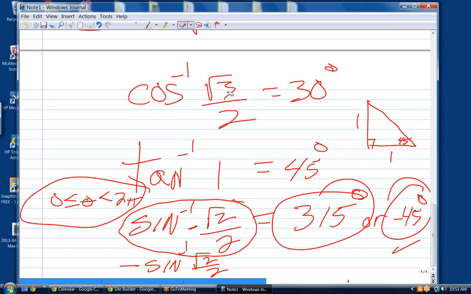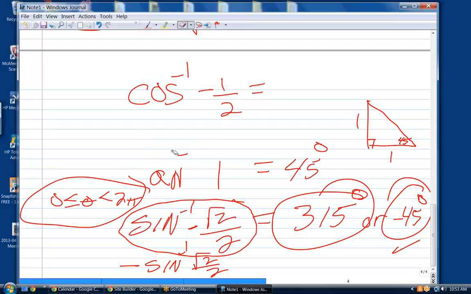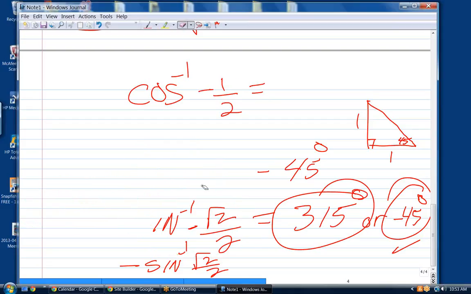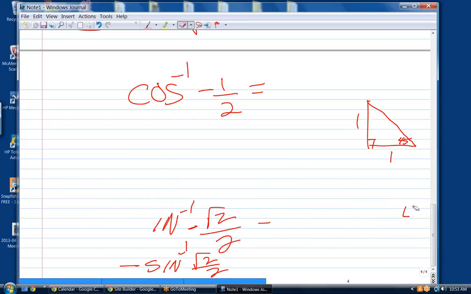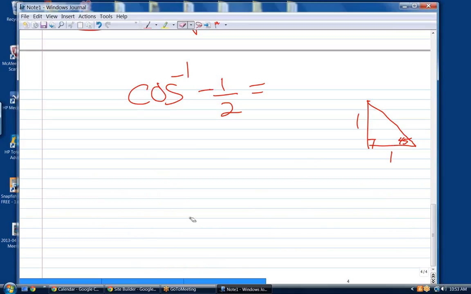Okay, before we leave that topic, let's look at the cosine. If I said, what's the inverse cosine of minus 1/2, without this restriction, in other words, you're going to get this off your calculator, which quadrant are they talking about? What are the primary quadrants for inverse cosine? First and second. In other words, all positives are going to be first quadrant answers. All negatives are going to be second quadrant answers.